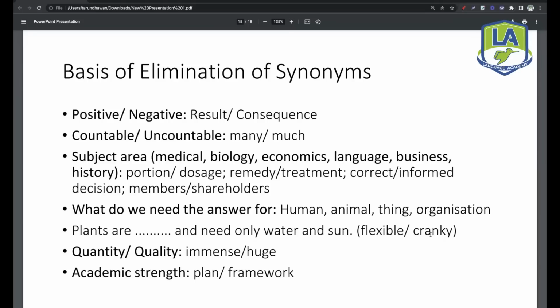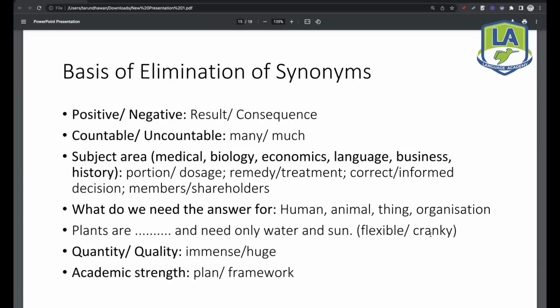Similarly, we can use immense with happiness. Immense happiness. This award has given me immense happiness. But we cannot say this award has given me huge happiness. So the difference in the understanding of how we use this word, quantity wise or quality wise, that makes a difference. Academic strength plays a very important role.